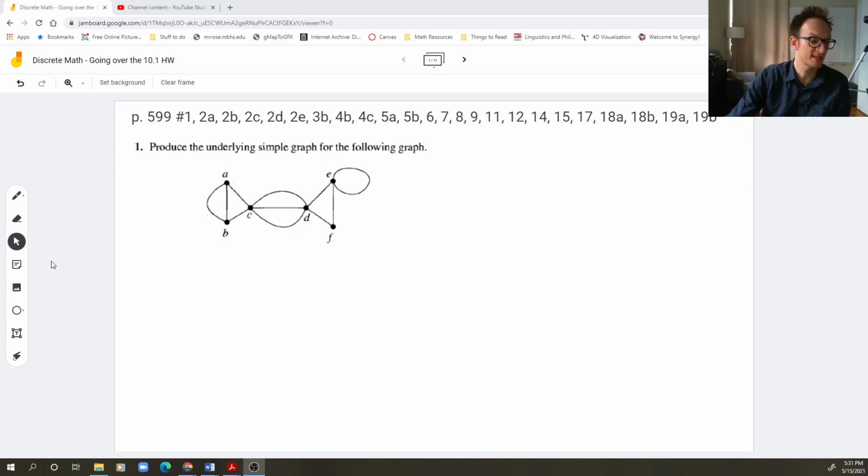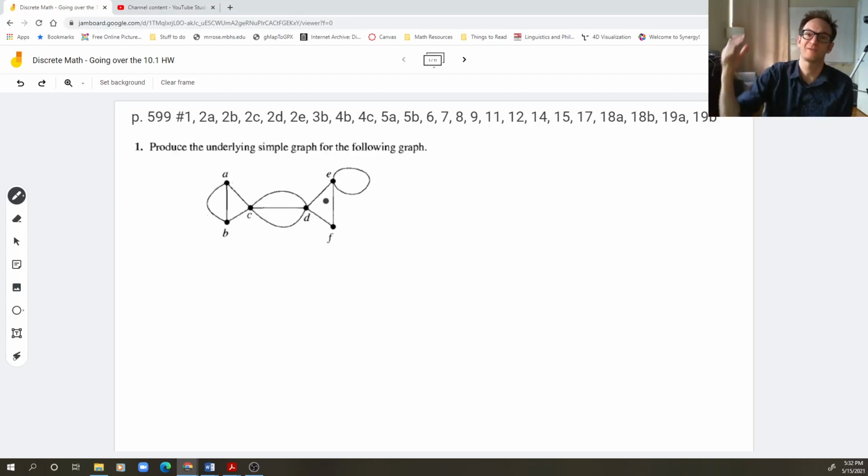This is page 599, section 10.1, like I said. First problem: produce the underlying simple graph for the following graph. Okay, so this is basically just saying, do you know what an underlying simple graph is? Well, you have two kinds of graphs: multigraphs and simple graphs. Simple graphs have no loops, and between any two vertices, there's either an edge between them or not. This is not a simple graph. This is a multigraph because we have a loop, and also between C and D, for example, there are two edges. So what is the underlying simple graph?